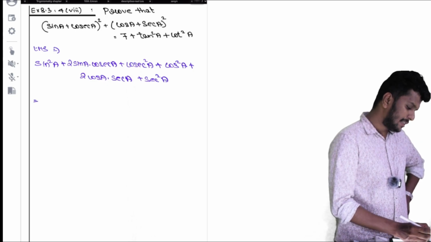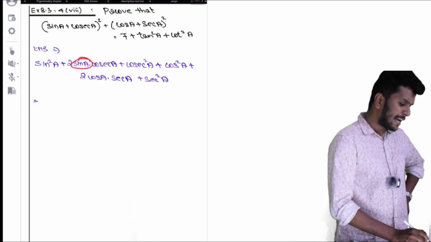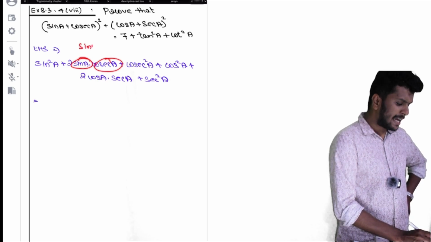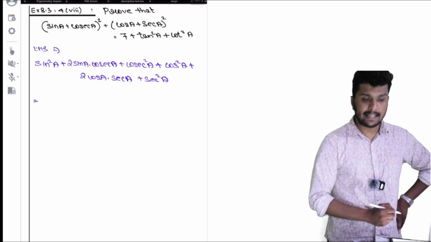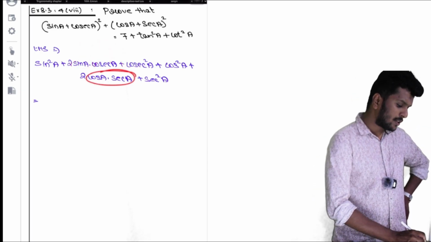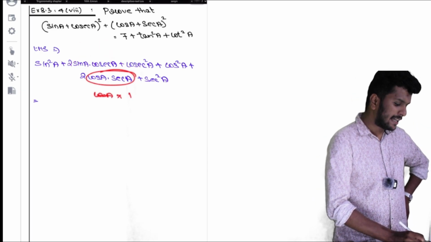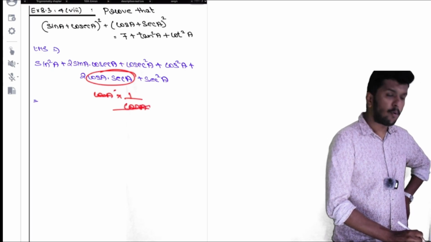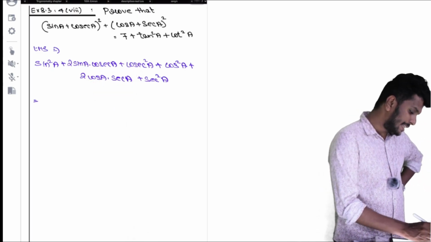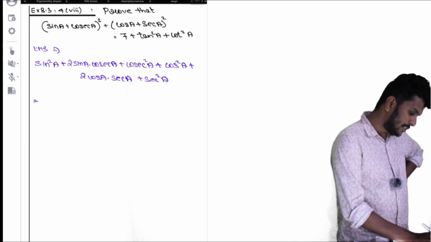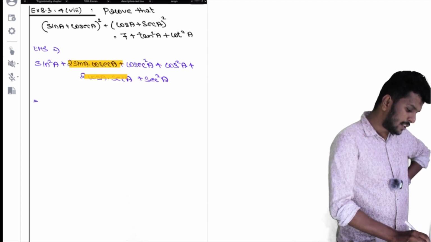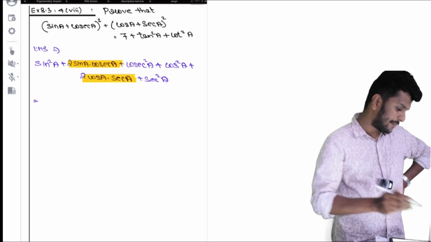So that implies, now look here, sin A and cosec A. Sin A into cosec A is 1 by sin A times sin A, they get cancelled, isn't it? They get easily cancelled. And same way, cos A into sec A is 1, they both also get cancelled. So basically these two terms becomes just 2 itself, right?